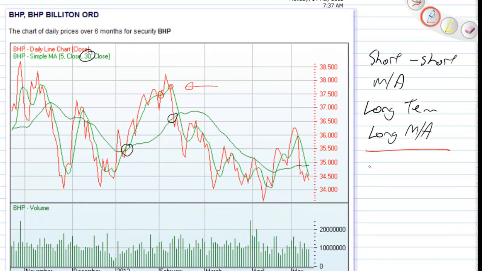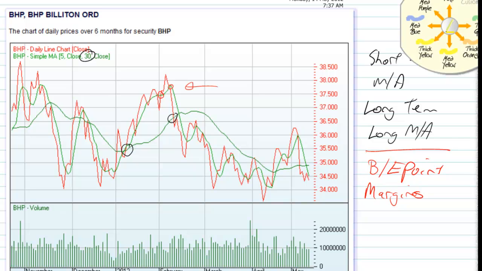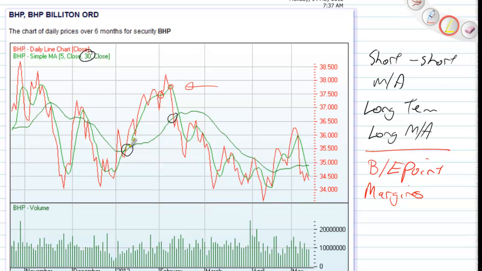But I'd be drawing on this as well, my break-even point, based on when I buy them. And then you also might want to look at your margins. We talked about this before. So let's look at the black one there and see how we go. I'll do it in a highlighter. Let's pretend that we've bought our shares here. We might work out that our break-even point is somewhere around here. Okay, we're happy with that.